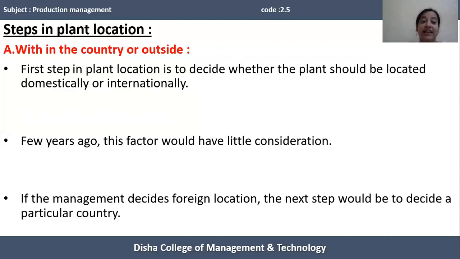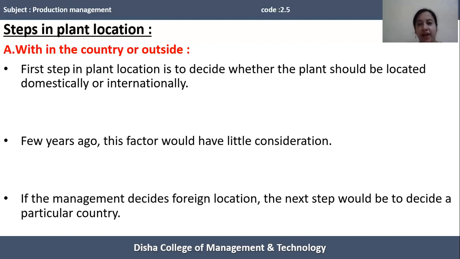Generally, the industrialists identify a country where they can produce the goods at less cost. They have to identify a country where the raw material is available at cheap cost, where the organization can get cheap labor, where other resources can be obtained easily, and where the customers have higher demand for the company's product. So the first step in location selection involves identification of a country where the plant should be operated or located.